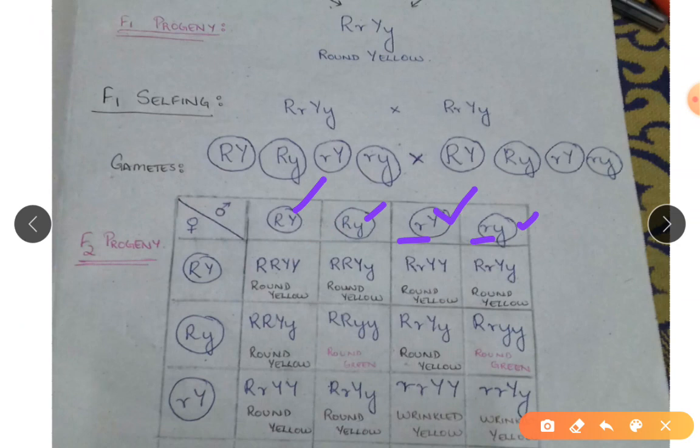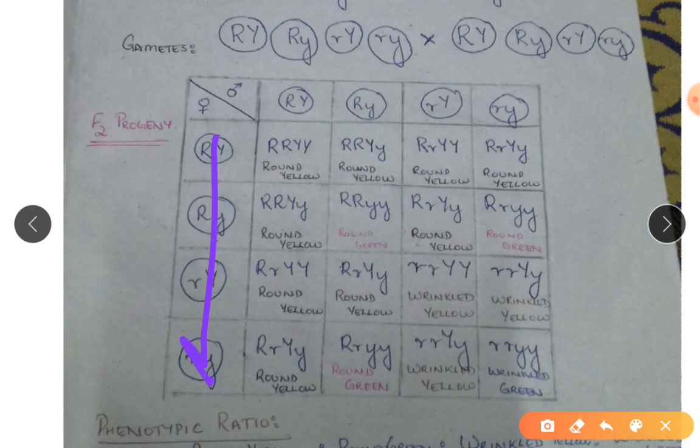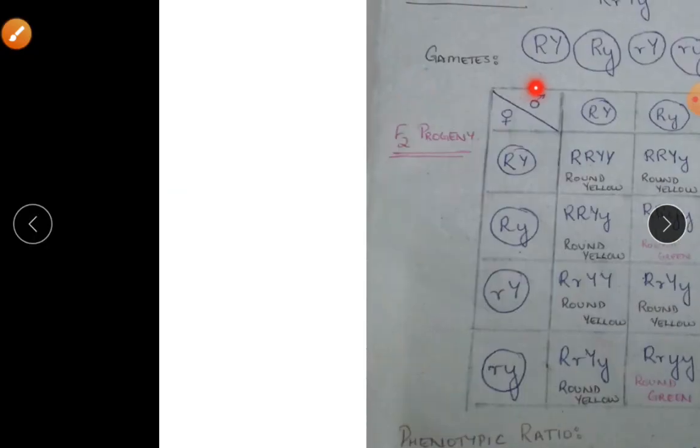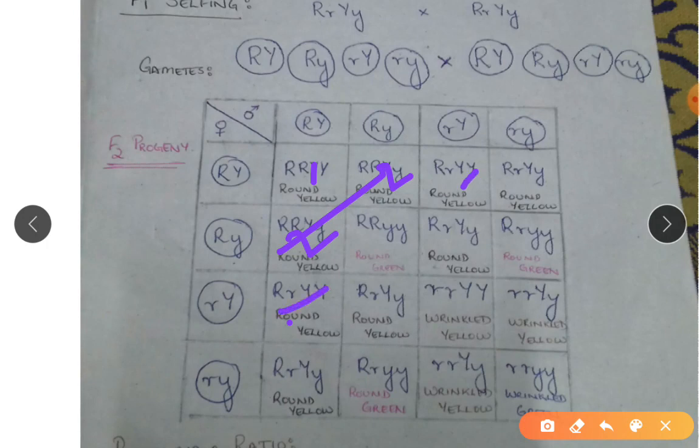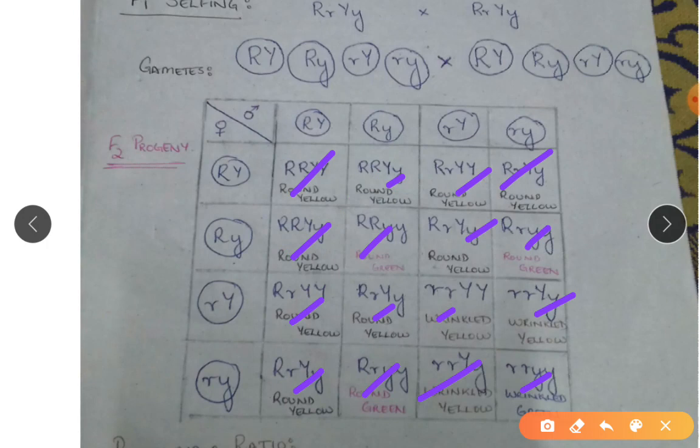So I hope you are getting the idea. Similarly you are following in this direction. Then only you will get this kind of checker box. If you simply write randomly, you will not get this method. This is an easy method. Sorry, I'll repeat: 1, 2, 2, 4, 1, 2, 1, 2 and 1. I hope it is clear.